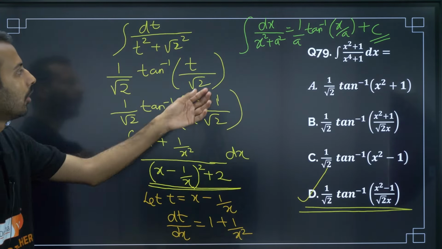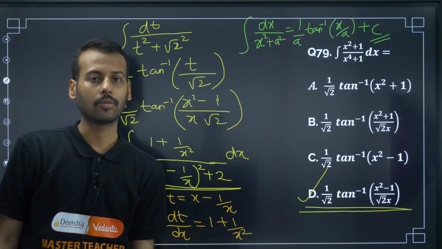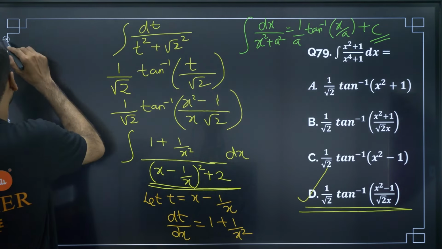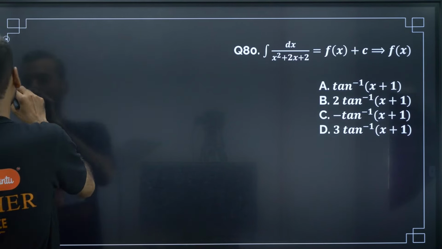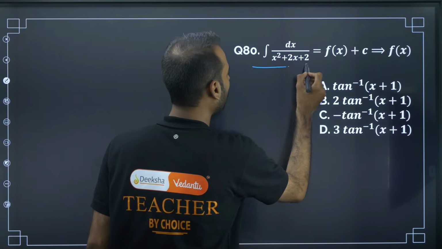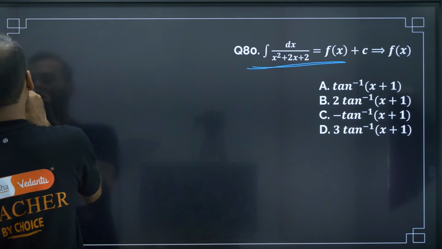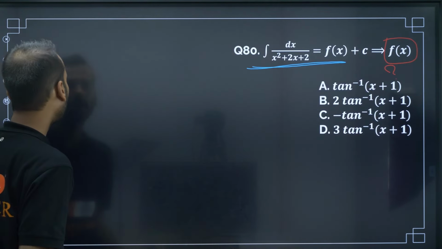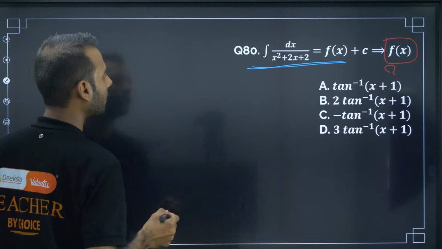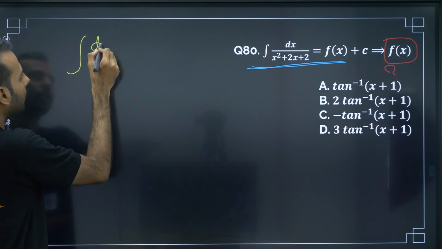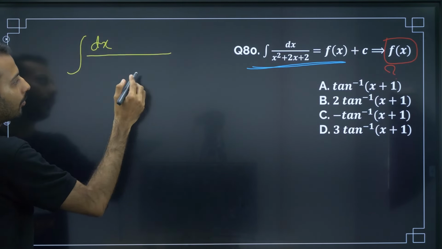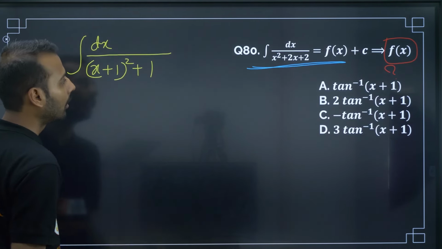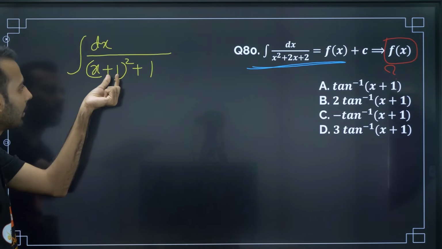Again, an easy question, only using this and some algebraic manipulation we have to solve. So within 1 minute it is definitely possible to solve. Moving on to the next question. Integration of one function they have given, equal to f of x. They are asking us to find f of x. So how do we approach this integration? Let me write this integration dx divided by x plus 1 whole square plus 1. This expression I am writing like this.